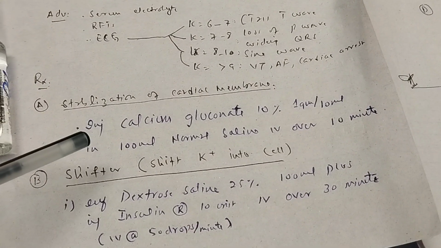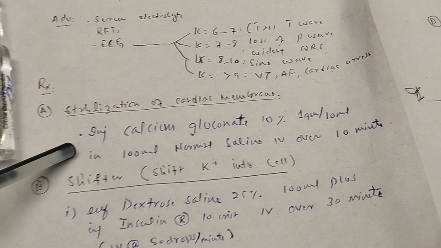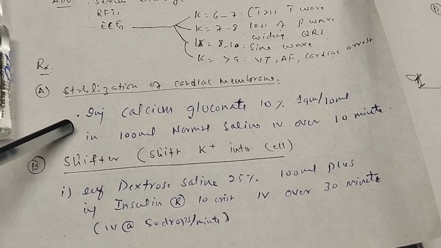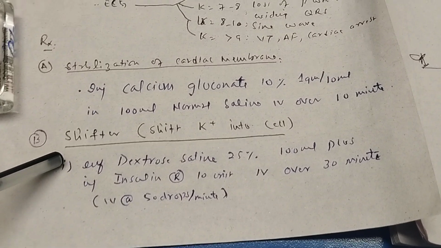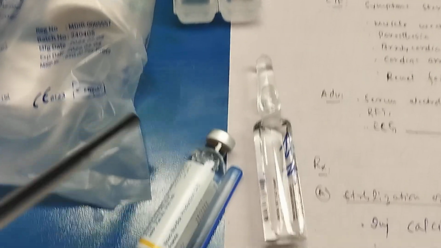But the most important things in the treatment of hyperkalemia are stabilizing the cardiac membrane with calcium gluconate, and shifting the potassium, or D-potash, the patient with 25% dextrose and 10 units of insulin.